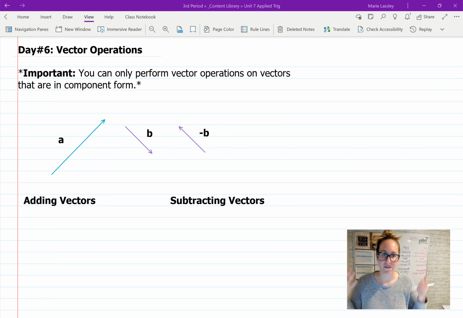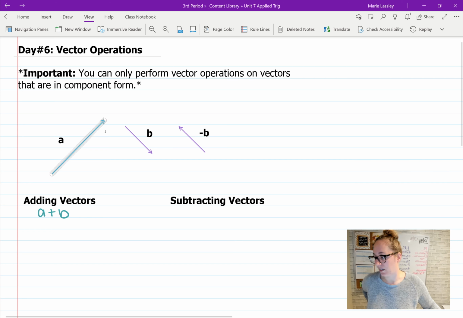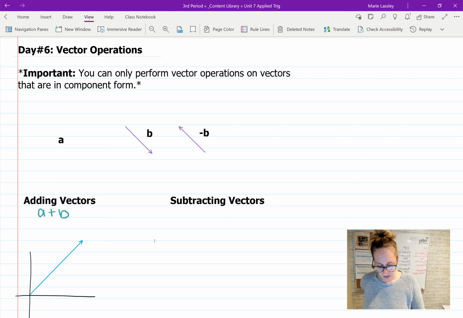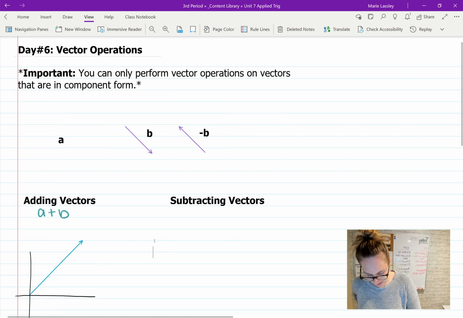If we wanted to add vectors A and B, we're going to do that first, and we're going to do it visually. So if I want to add A plus B, what I'm going to do is take my A vector, so I'm kind of just stealing it, and I'm going to put that first. So remember, initial points, 0, 0. So here's my vector A.